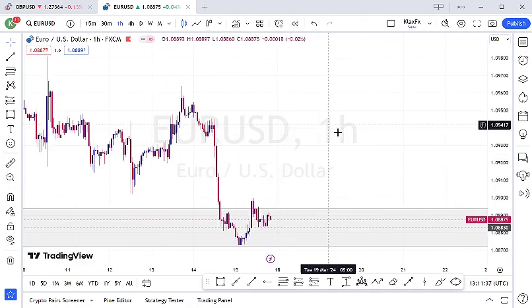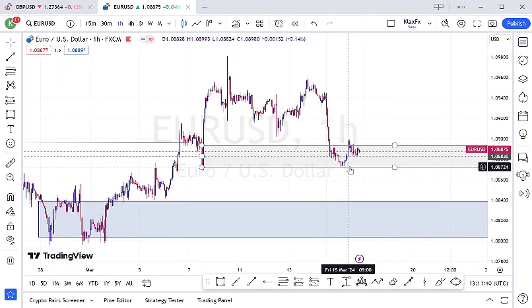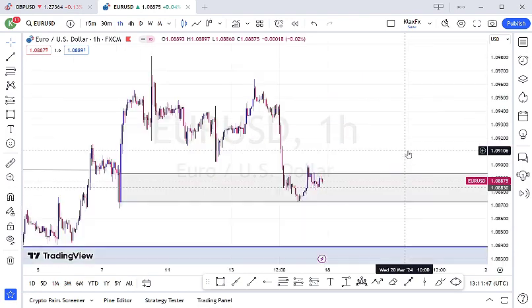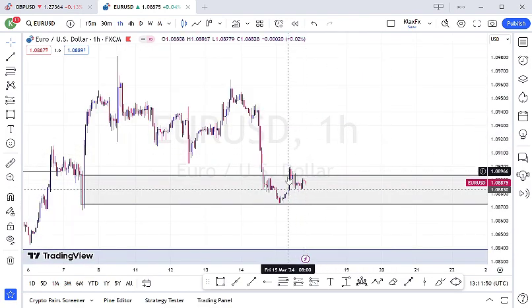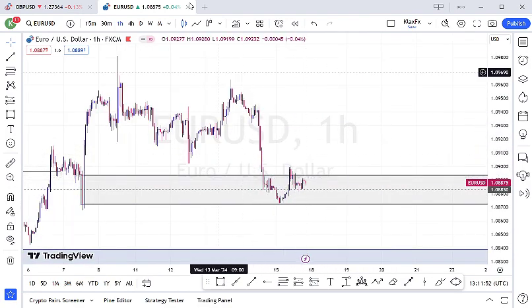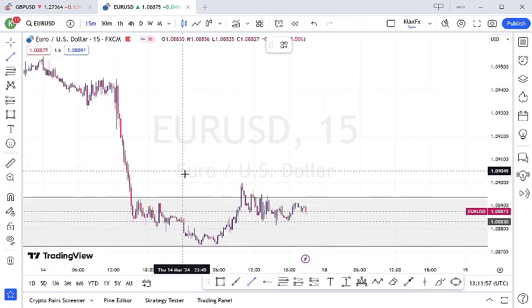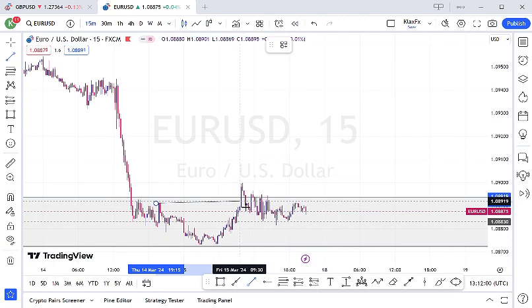So what I'm looking at, okay, now I have two zones I'm looking at. If price fails to go from this zone, then I will be buying aggressively from this other zone here. But I believe, because I have a break of structure here, I think a lower time frame break of structure. Let me check the 15 minutes. Okay, so I have this break of structure inside of that zone here.